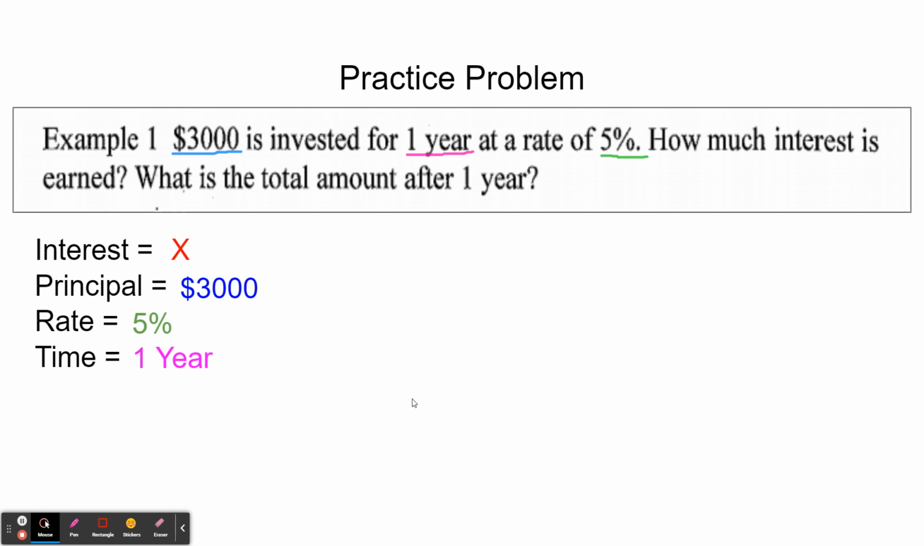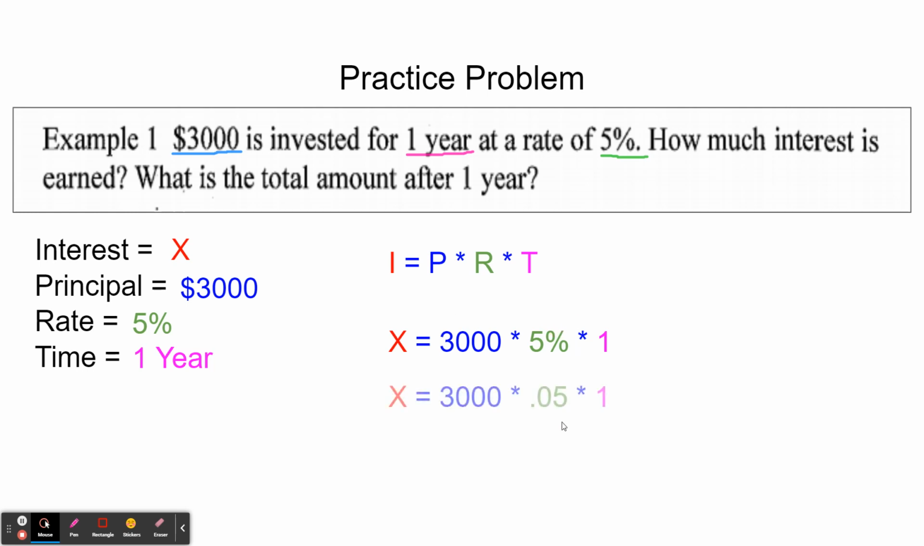We can go back to our last slide, copy our formula, which is interest is equal to principal times rate times time. Luckily, we have all our information already. Principal is 3,000, our rate is 5%, and our time is 1 year. We plug in all of our information. Once again, guys, this is another unit where our percentages have to be converted to decimal. 3,000 times 0.05 times 1, we get $150, which means the interest that we are earning, okay, so we are answering this first question here, how much interest is earned? The interest earned is $150.